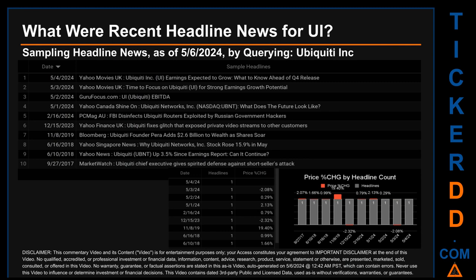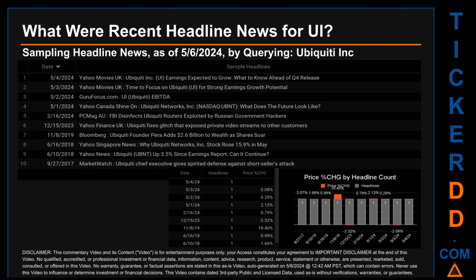The latest publication was Saturday, May 4, 2024, when, 2 days ago, Yahoo Movies UK published the headline that read, Ubiquity, UI, earnings expected to grow. What to know ahead of Q4 release? Correlated or not, on this latest publication date, UI saw a price jump based on the day's opening and closed price. UI started the day trading at $1 and went on to close at $1.